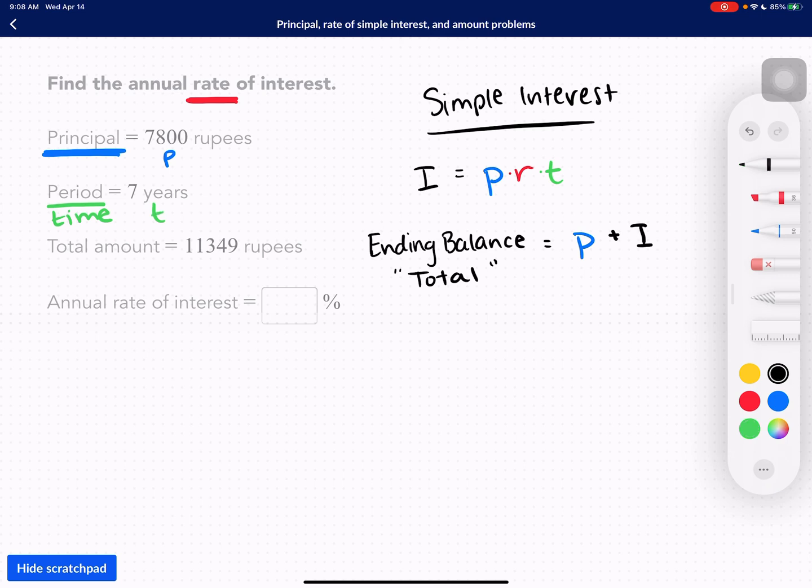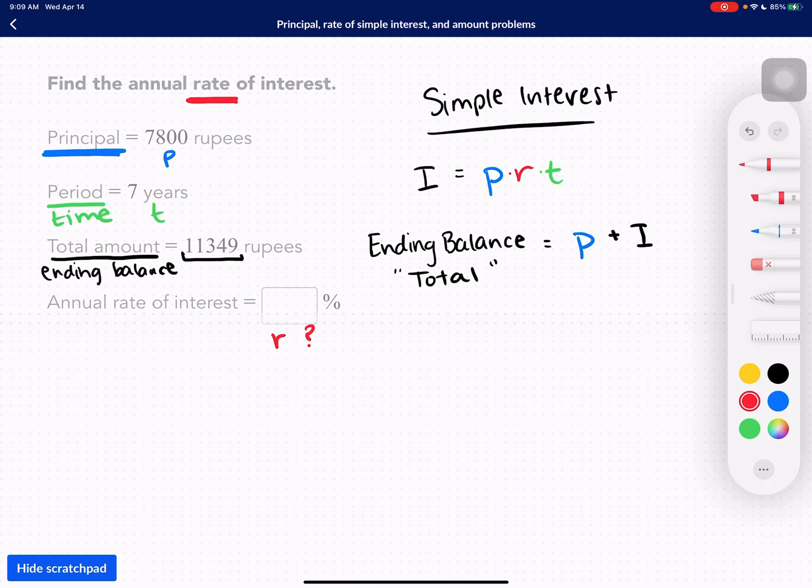And this one's different. It gives us the total amount, or what I just said was the ending balance. That would be this. 11,349.